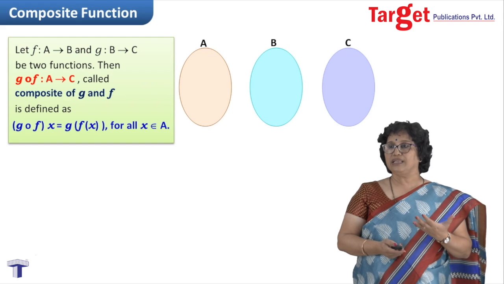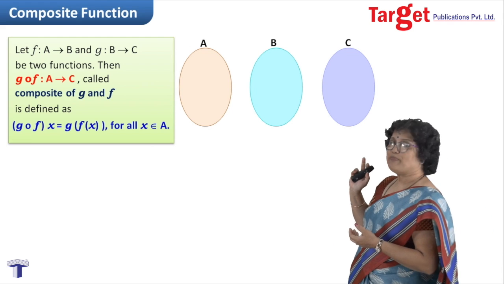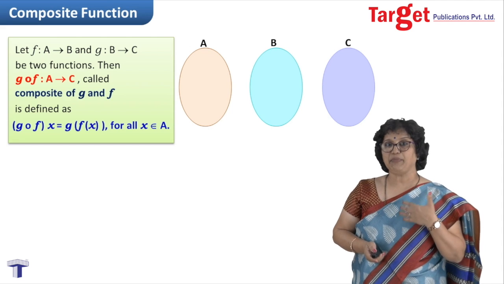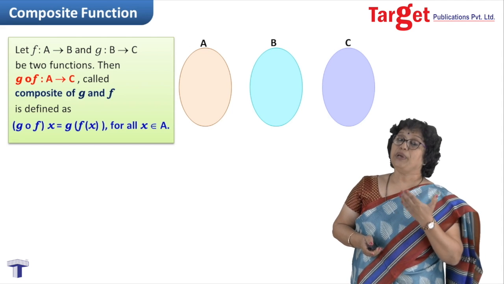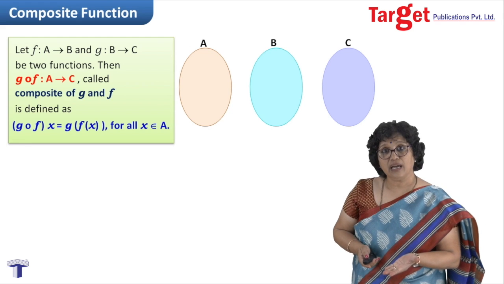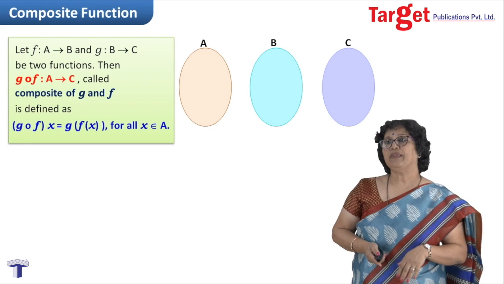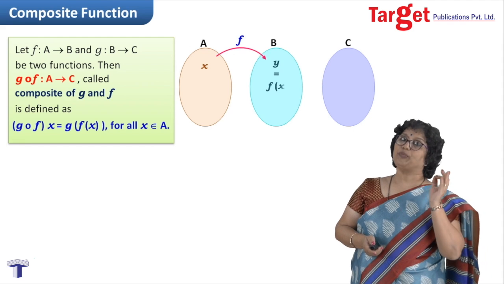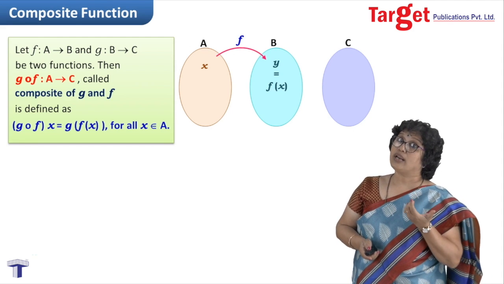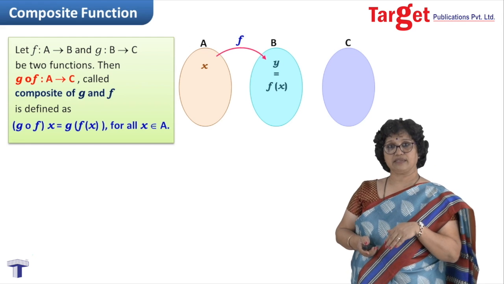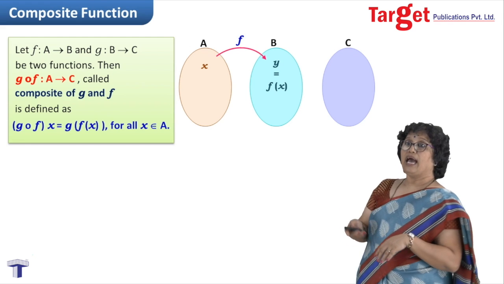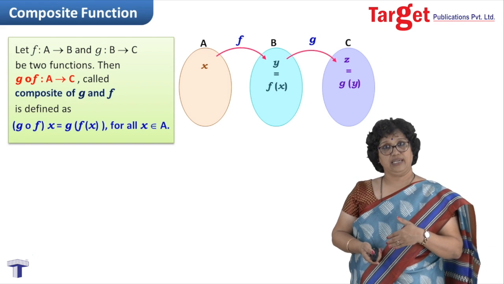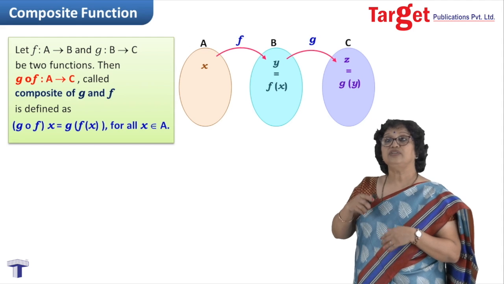Now, let us draw it in picture form. Then I think things would be clearer to you. I have shown there A, B, C. What are A, B, C? A is the domain of f and B is the codomain of f. B is the domain of g and C is the codomain of g. Now, if I take some element x from set A, f would be applied on it. The outcome would be f(x), which I name here as y. And then on this y, or f(x), I apply g. And I get the answer g of y.